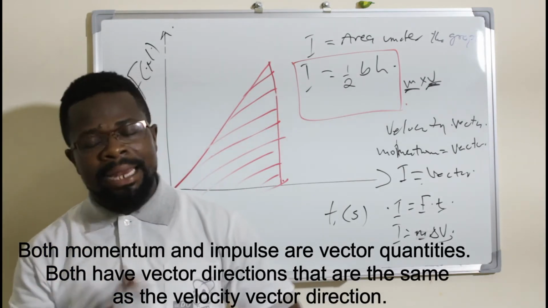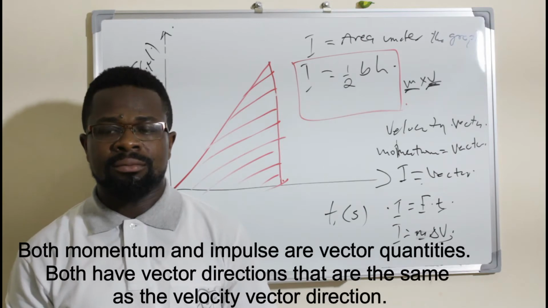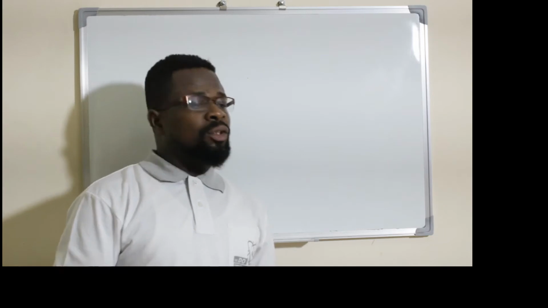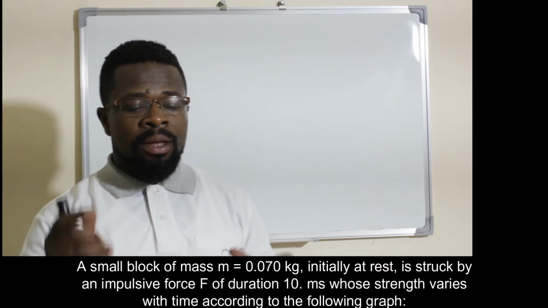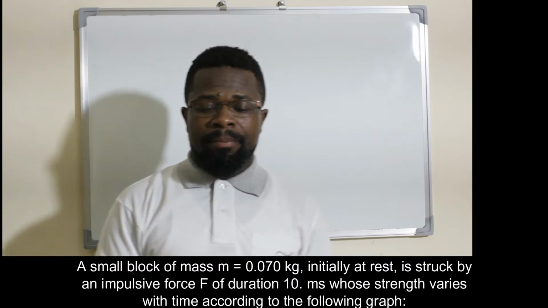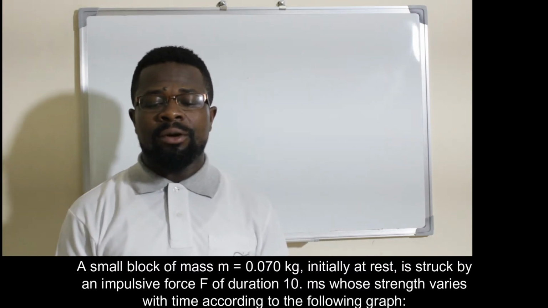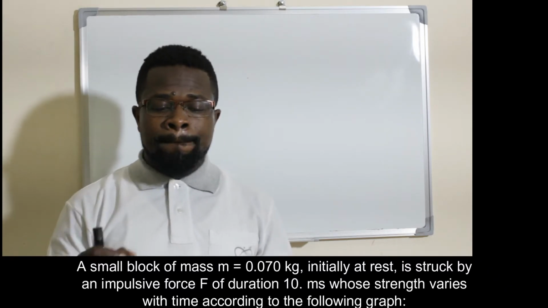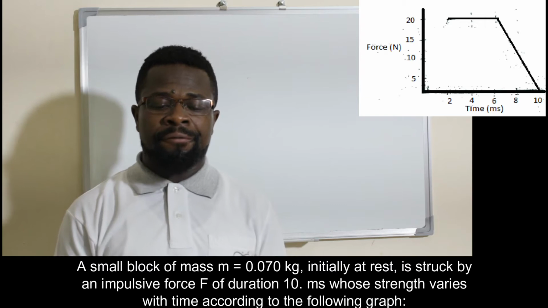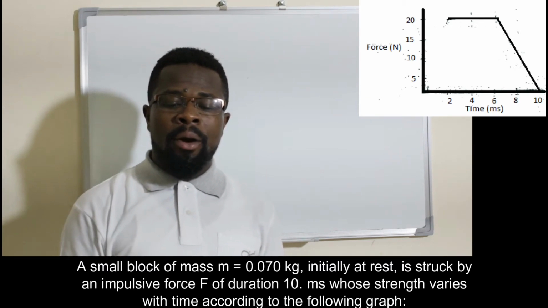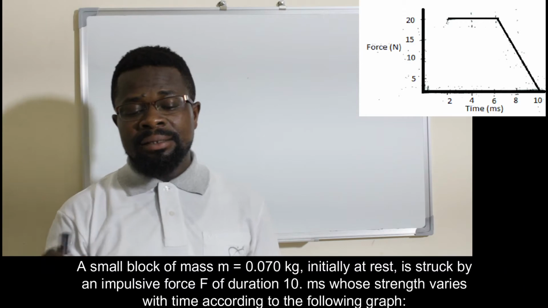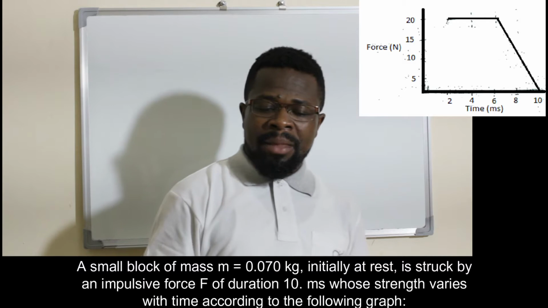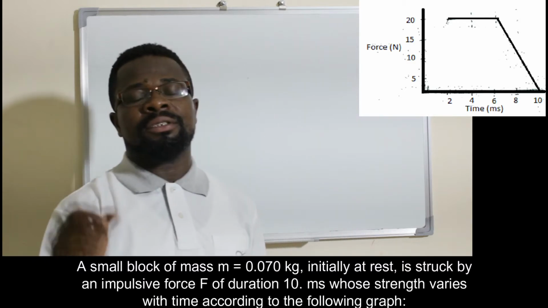Let's try and look at some questions from this junction. Alright, so let's look at the first question. The question says, a small block of mass m equals 0.070 kg, initially at rest, is struck by an impulsive force F of duration 10 milliseconds, whose strength varies with time, according to the following graphs.